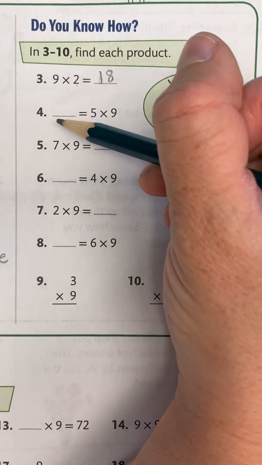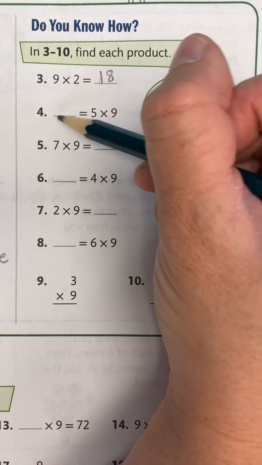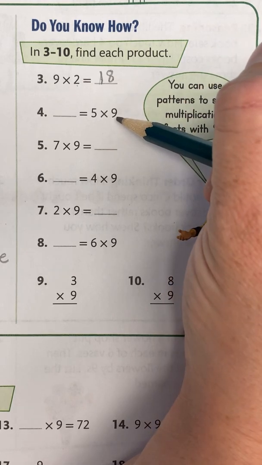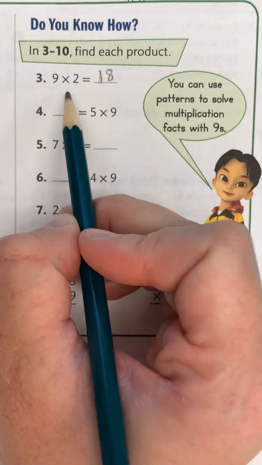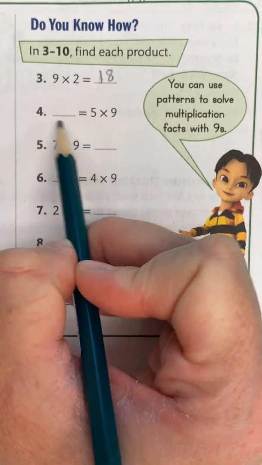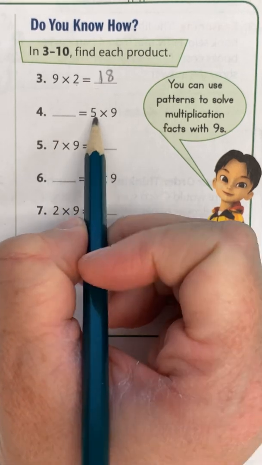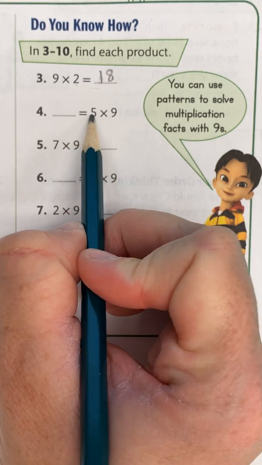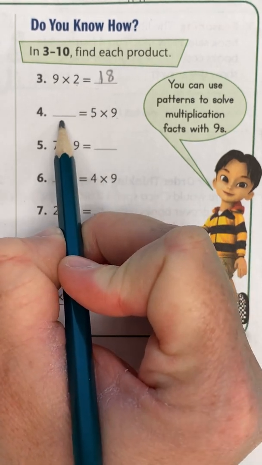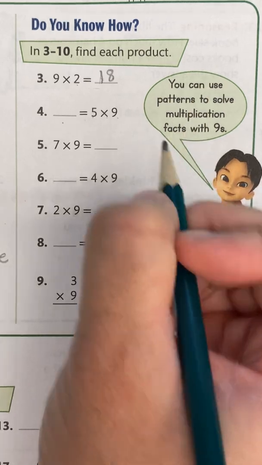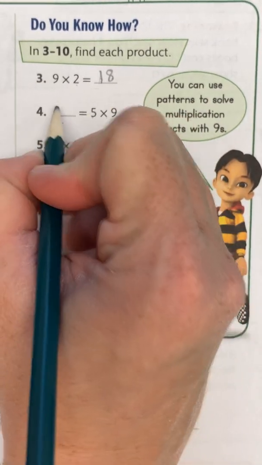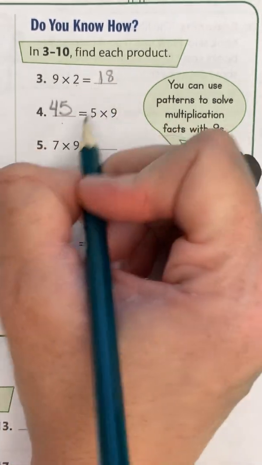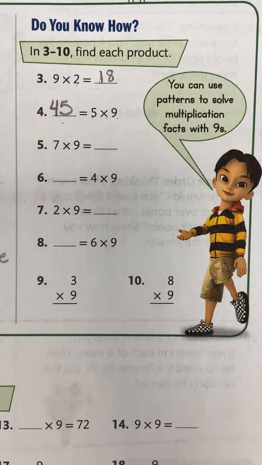This time they have the product first before the equal sign and then the rest of the multiplication problem. So it's the same thing here, they just have it in reverse, okay? But they're looking for the same thing. This is going to be your answer, your product. 5 times 9 equals how much? 5 times 9. 5 minus 1 is 4. 4 plus 5 is 9. So 5 times 9 is 45.